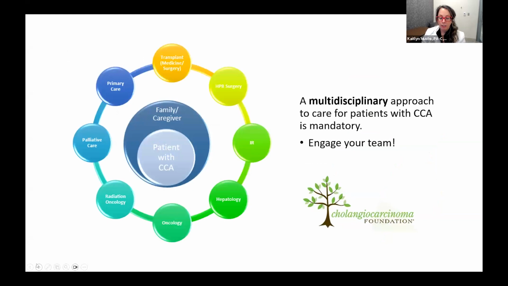And finally, in caring for patients with cholangiocarcinoma, it's a multidisciplinary approach. You need to engage all of these people on your team. We're all here to help you, as well as your family and caregivers. So thank you for the opportunity to talk and present to you today, and I'm looking forward to your questions.